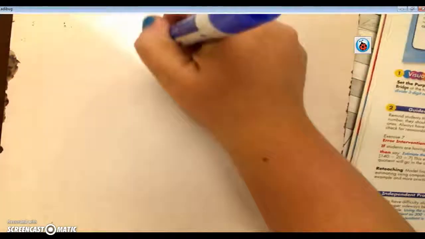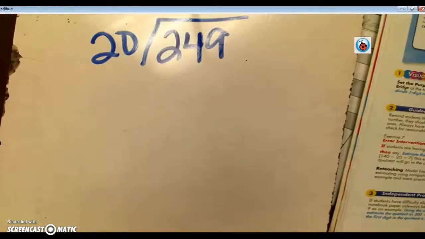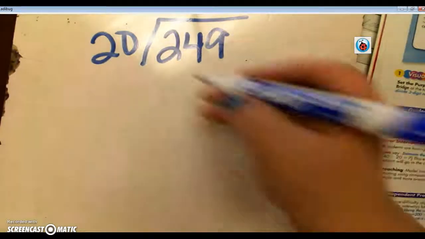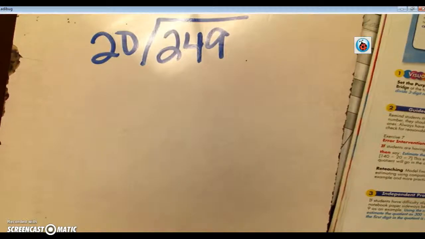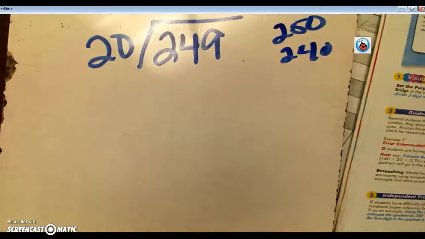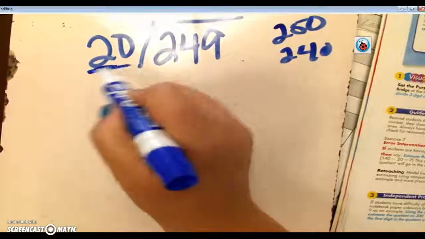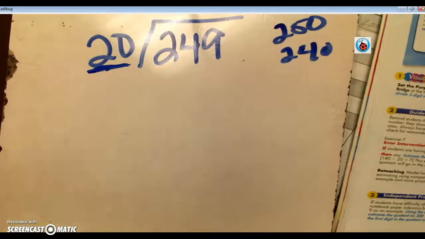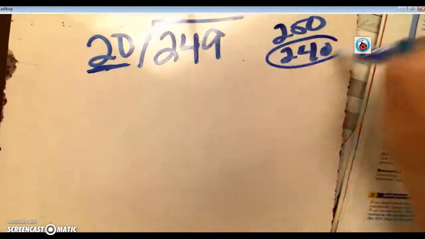It says 249 divided by 20. Okay? When I look at this number, I can estimate 249 to be what? 250. I could estimate it to be 250. I could also estimate it to be 240 if I wanted to. When I think of this being 20, and I know my multiples of 20, 20, 40, 60, 80, 100, 120, 140, 160, 180, 200, 220, 240, I might want to estimate it to be 240 because I'm dividing by 20.